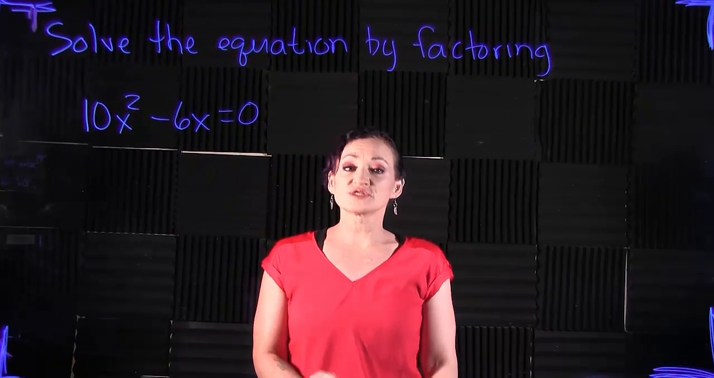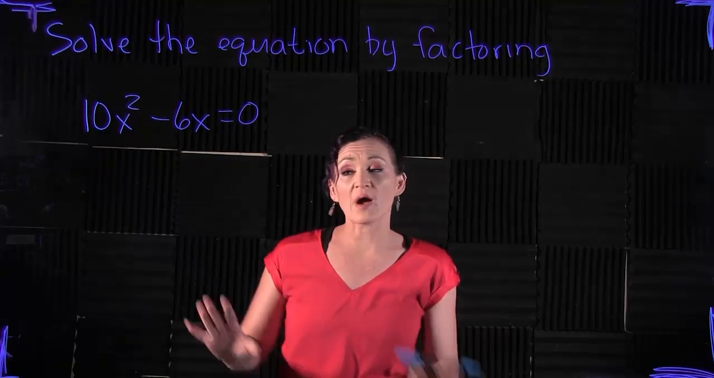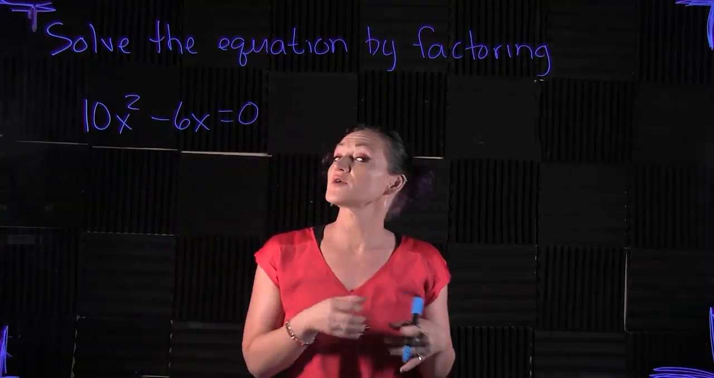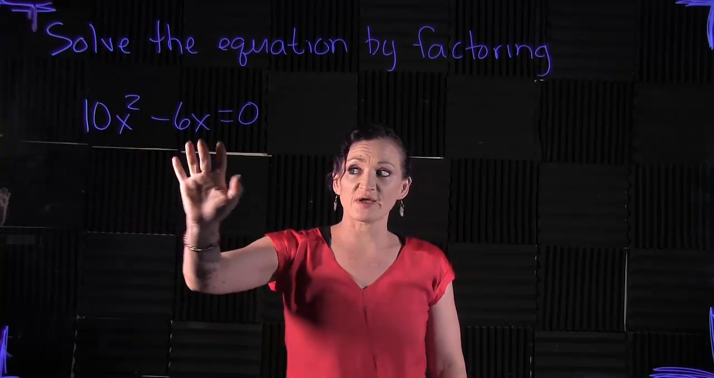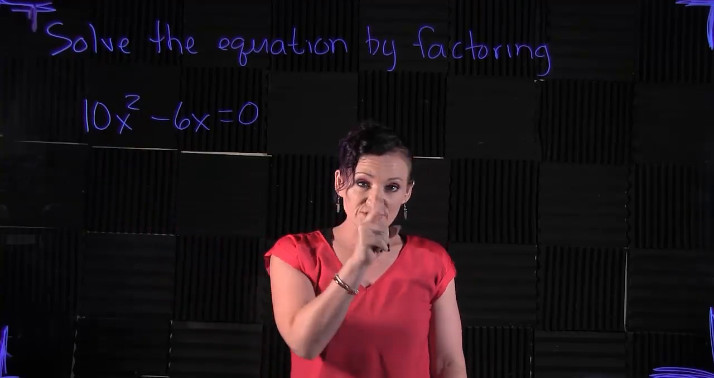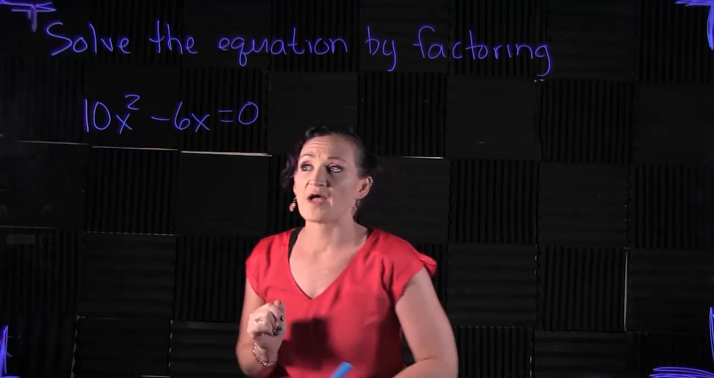So for this problem, we're going to solve the quadratic equation by factoring. Depending on the type of problem that you're given, it's going to depend on how you begin the factoring. For this particular problem, the first thing I notice is we have two terms, but we do have a GCF in either of those two terms. So that's where I'm going to start my factoring.